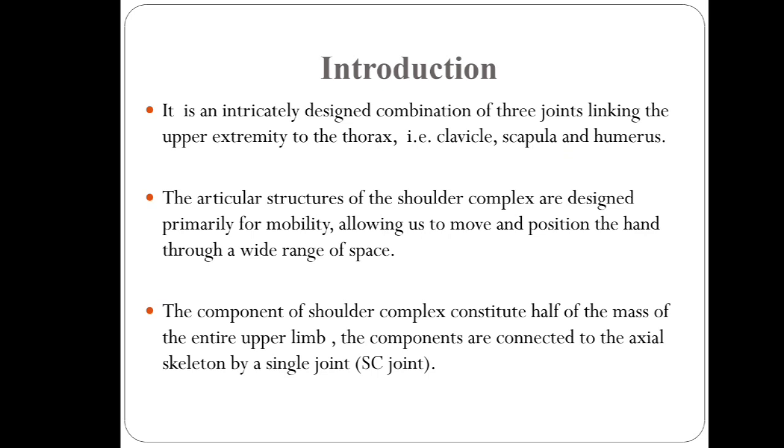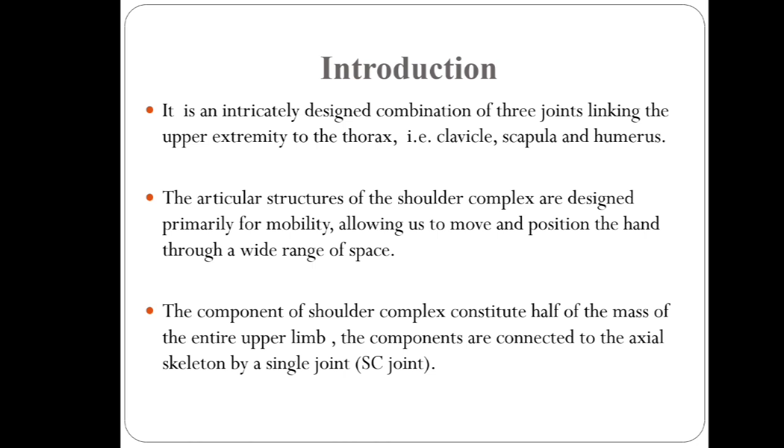So today we'll discuss the shoulder complex. It is an intricately designed combination of three joints linking the upper extremity to the thorax, that is clavicle, scapula, and humerus. The articulating structures of the shoulder complex are designed primarily for mobility, allowing us to move and position the hand through a wide range of space.